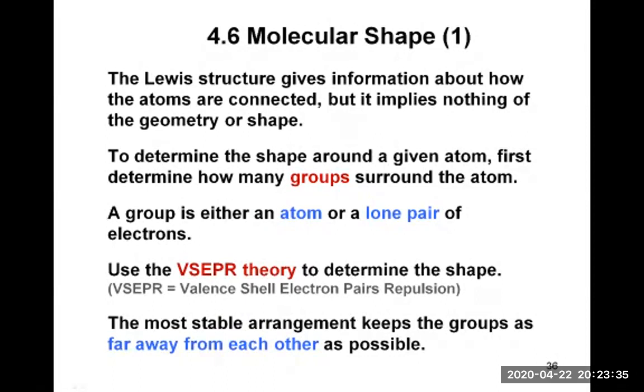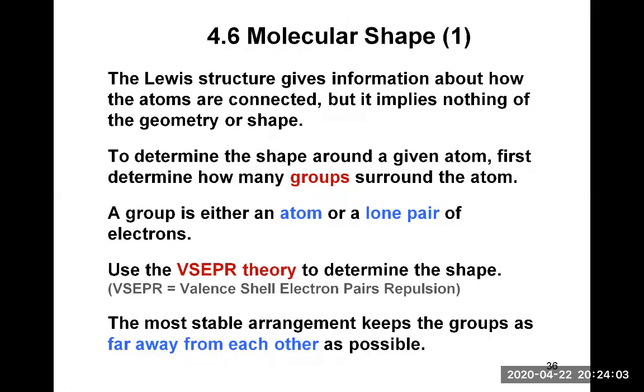And so to determine the shape around a given atom, first we need to determine how many groups surround the atom. A group is either an atom or a lone pair of electrons. And then we will use the VSEPR theory to determine the shape. VSEPR stands for Valence Shell Electron Pair Repulsion Theory.